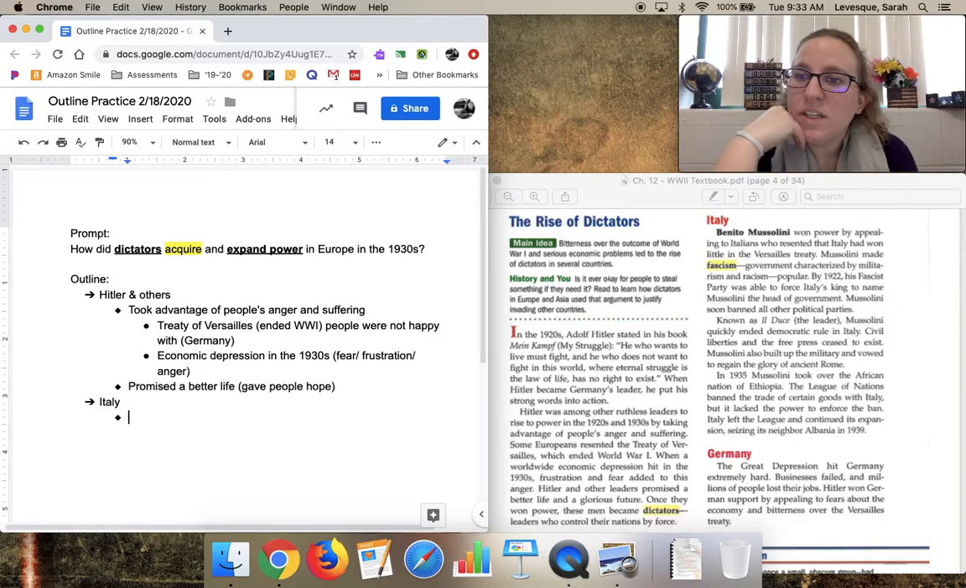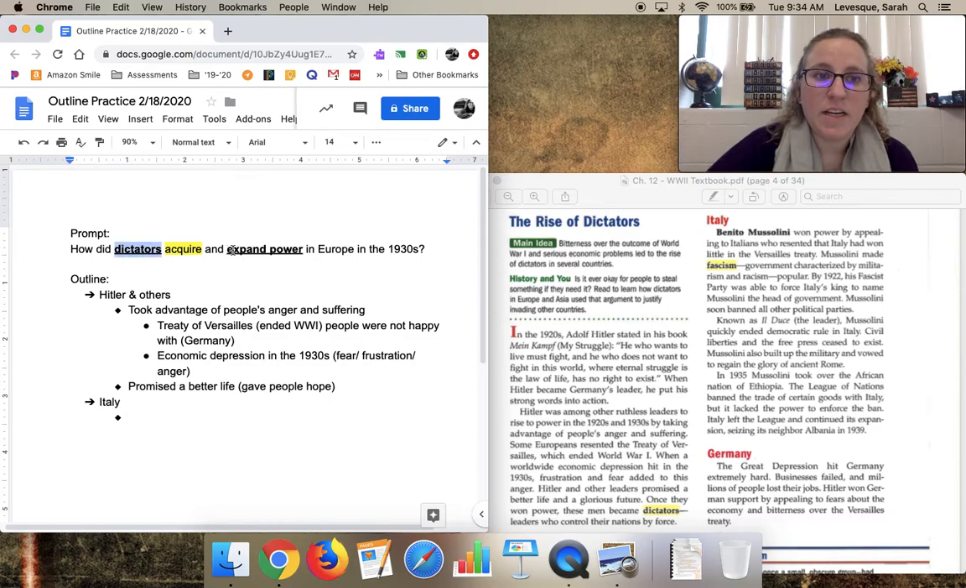So Benito Mussolini won power by appealing to Italians who resented that Italy had won little in the Versailles Treaty. Mussolini made fascism, government characterized by militarism and racism, popular. By 1922, his fascist party was able to force Italy's king to name Mussolini the head of government. Mussolini soon banned all other political parties. Okay, that was a lot. How did he expand or gain power?